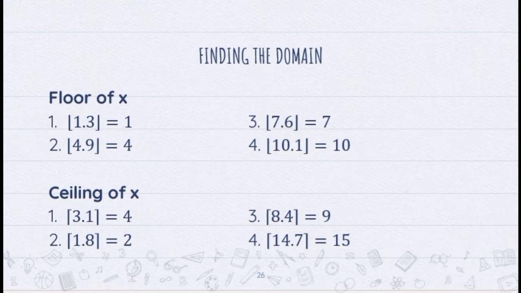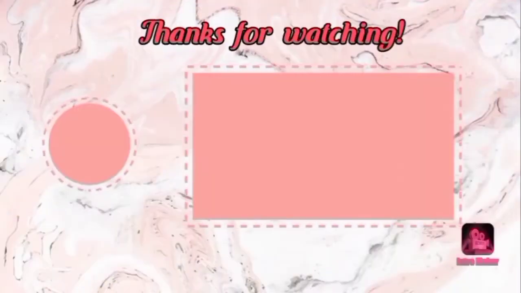While ceiling function makes you think of the nearest integer up. For example, in number 1, 3.1, no matter how close it is to 3, it still goes up to 4, 1.8 goes up to 2, 8.4 goes up to 9, and 14.7 goes up to 15.